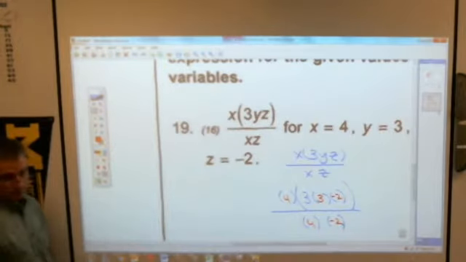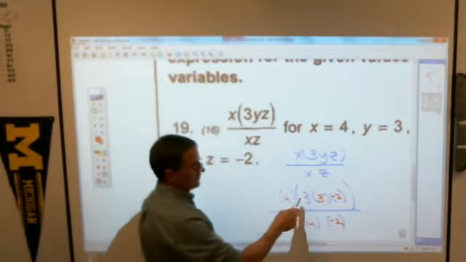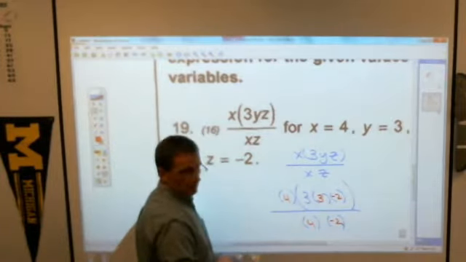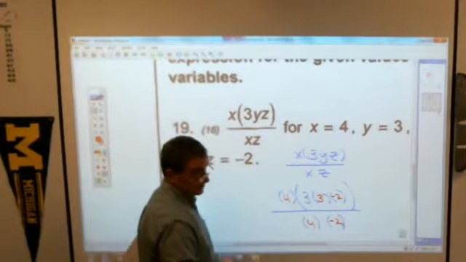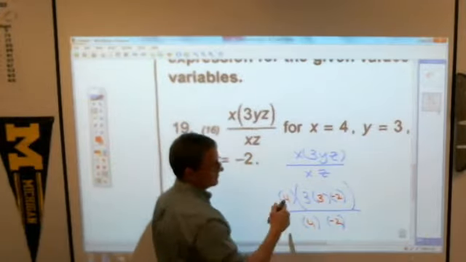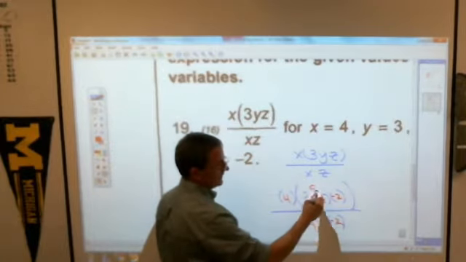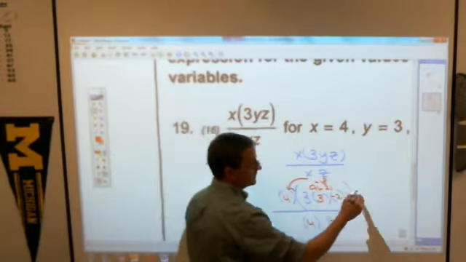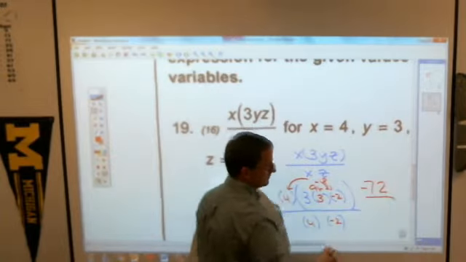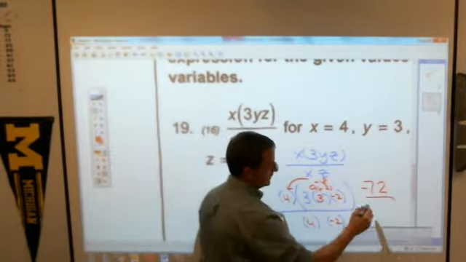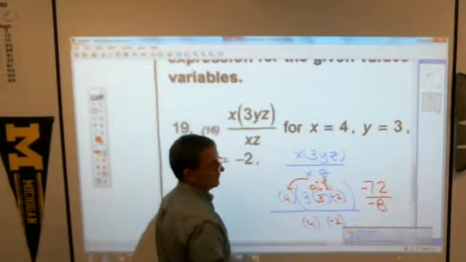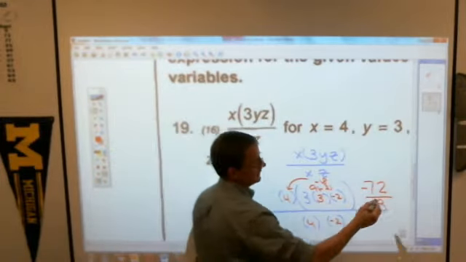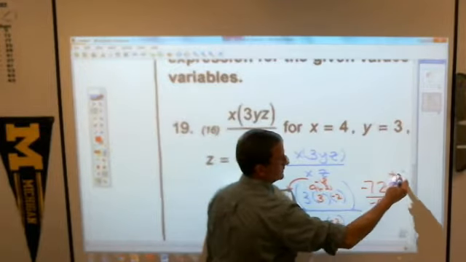Any problem with that? I just got confused with the parentheses. So this is all multiplication. 4 times 3 times 3 times -2. Or you could cross cancel if you got so into it, but I'll just do it out. Let's do the parentheses first. 9 times -2 is -18, and -18 times 4 is -72 on top. 4 times -2 is -8. And then -72 divided by -8 makes my answer positive, and 72 divided by 8 is 9.